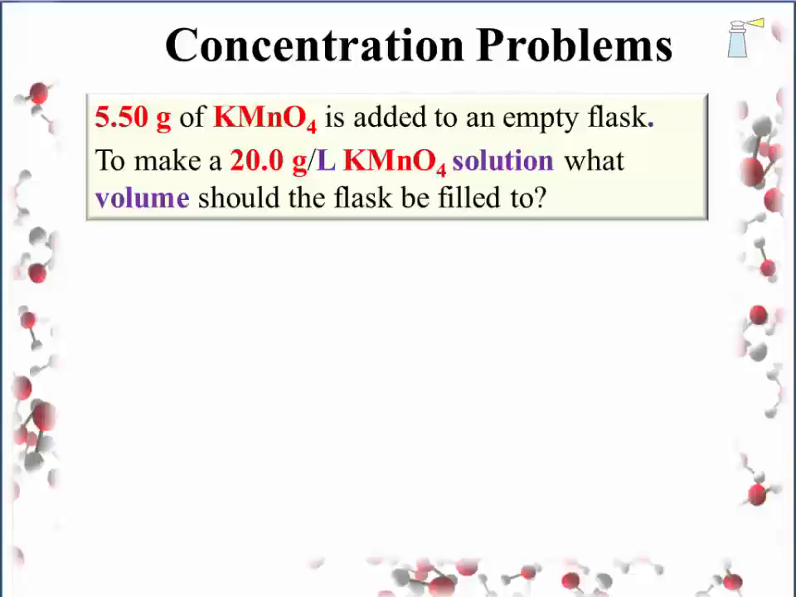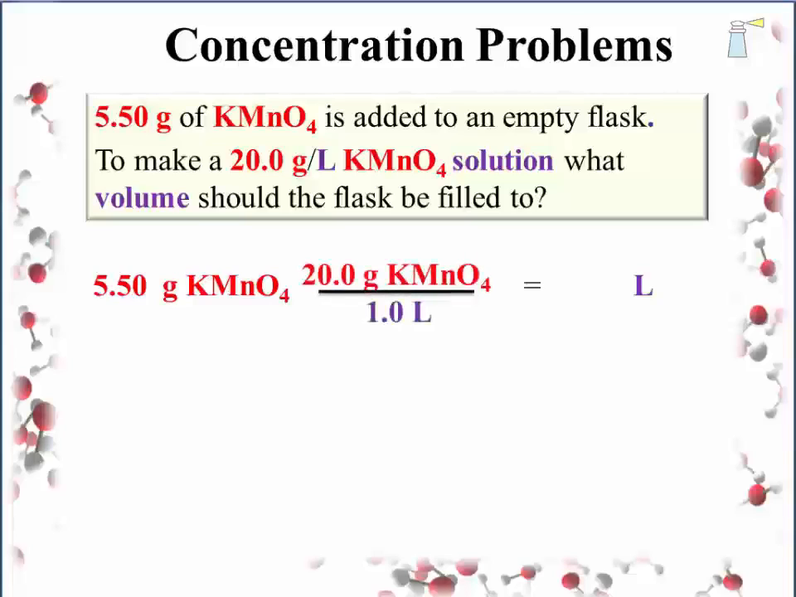Is this another conversion problem? Yes, since what we are asking for is relating the amount of solute to the amount of solution. The setup starts with the given grams of potassium permanganate and asks for the desired units of volume of solution. As with the previous example, the concentration serves as a conversion factor.